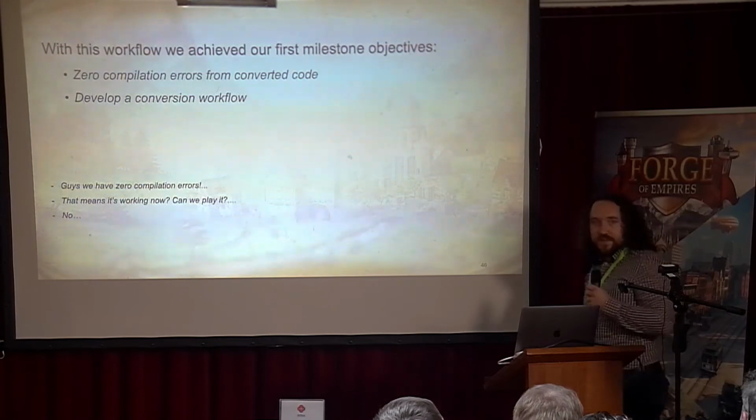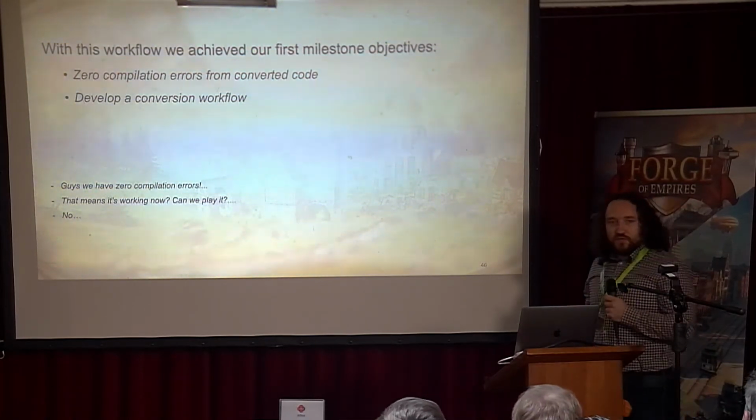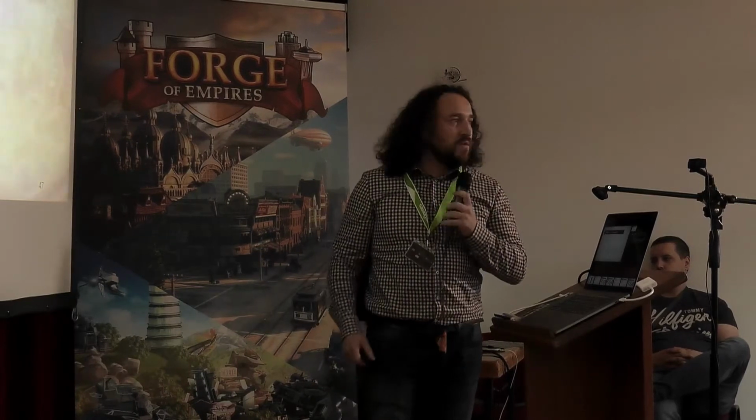Yeah, hello, I'm Nenad, and I'm going to talk about the further evolution of the workflow. So we had 0 compilation errors. We achieved automation that we didn't even hope for in the beginning, and we are pretty happy about it, but we couldn't play the game. We couldn't run the game. Why?